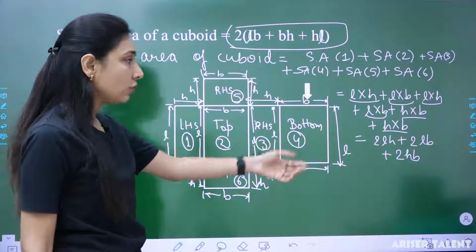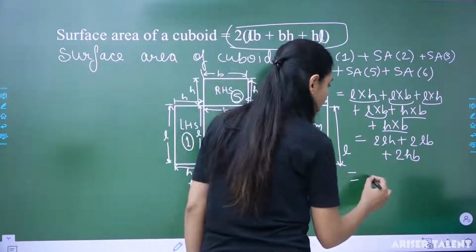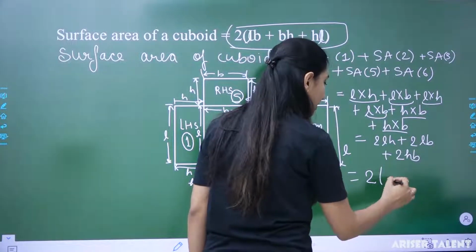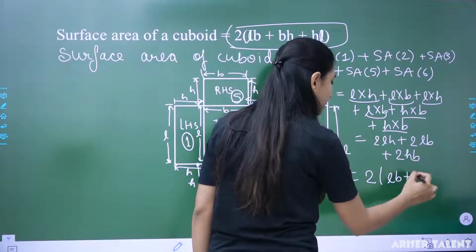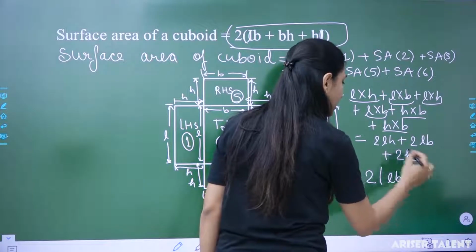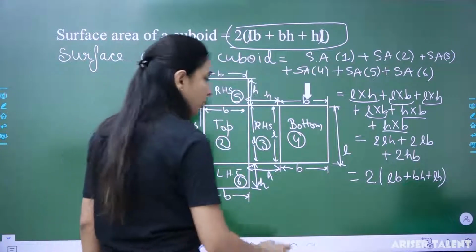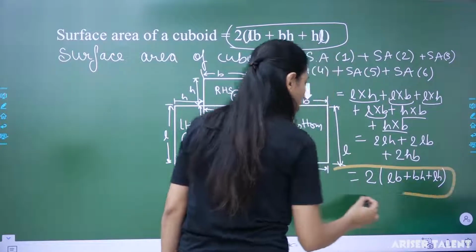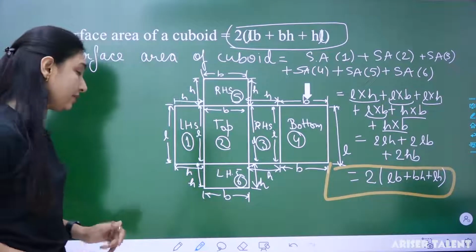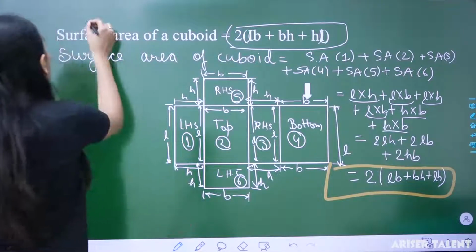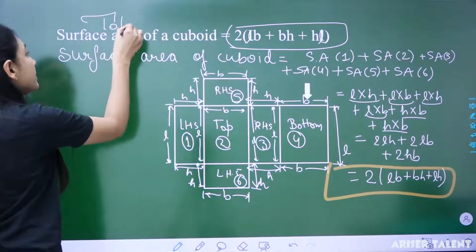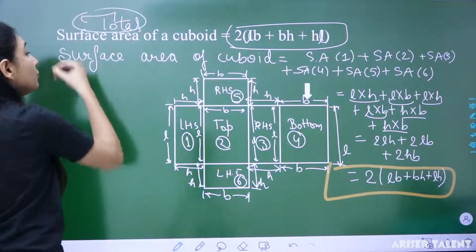LH). Okay, take common 2 here. So 2 times (LB plus BH plus LH). So that is going to be your formula of what? Total surface area. Why am I telling you total surface area?